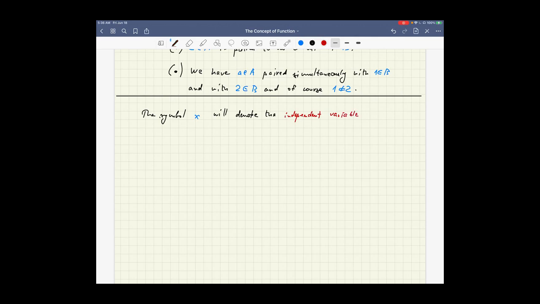Or sometimes called the argument of the function. So when somebody says argument of the function, they mean the independent variable, the expression of the variable to which the function is applied.